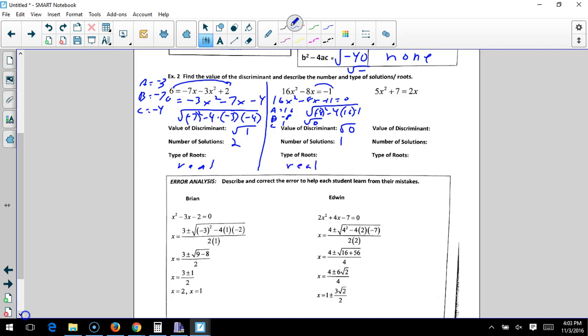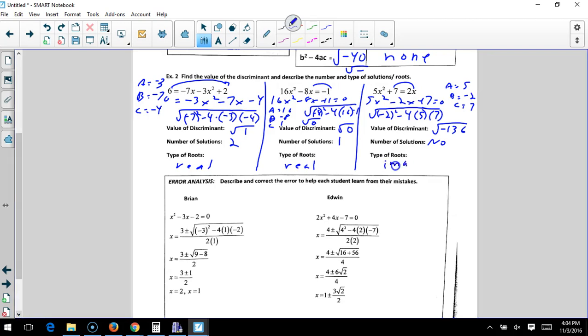You can pretty much guess what this next one's going to be. I'm going to move this over. 5x squared minus 2x plus 7 equals 0. A is 5, B is negative 2, and C is 7. B squared minus 4 times A times C. Well, negative 2 squared is 4. 4 times 5 is 20. 20 times 7 is 140. So that's going to be 4 minus 140, which is negative 136. That means there's going to be no solutions. They are imaginary.